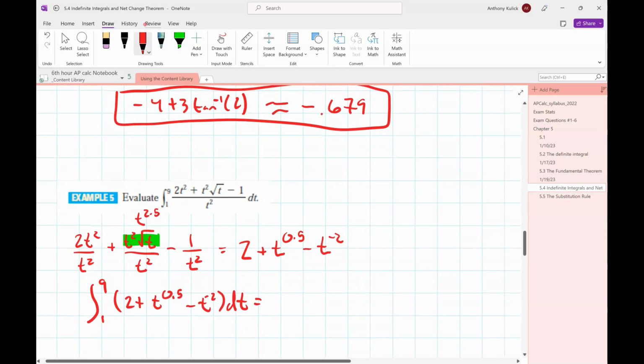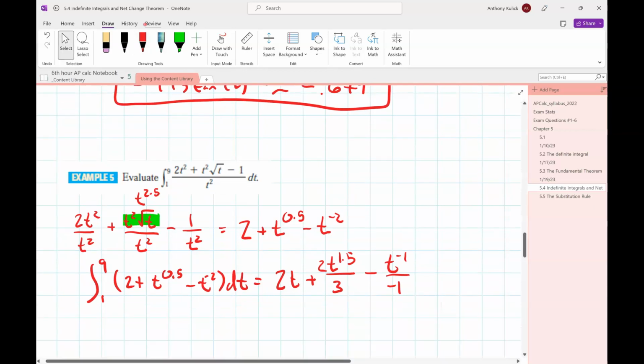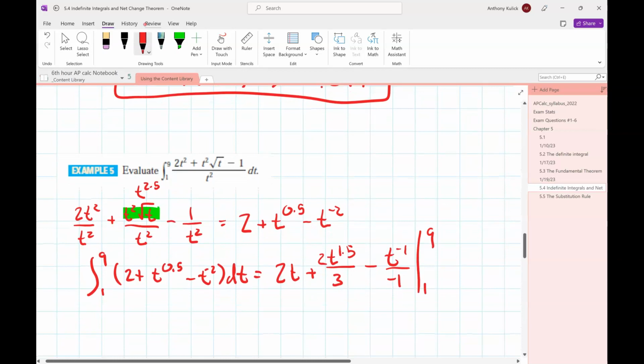What's the antiderivative of 2? 2t. The antiderivative of t to the 0.5? Yeah, or you can write it that way. 2/3 would be fine, though. That'll make life easier in a moment. The antiderivative of t to the negative 2. Everybody's good with that? Okay. And then I just evaluate this from 1 to 9.